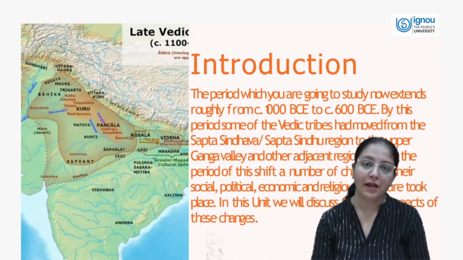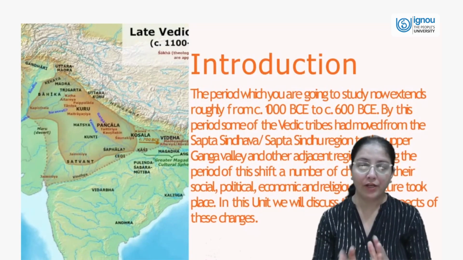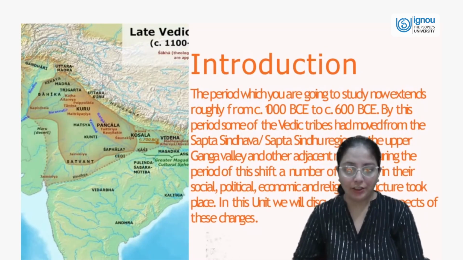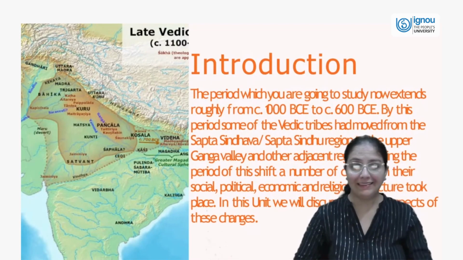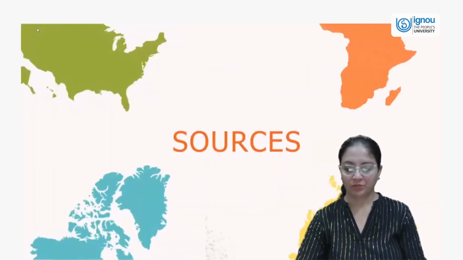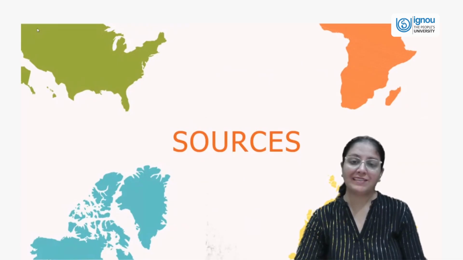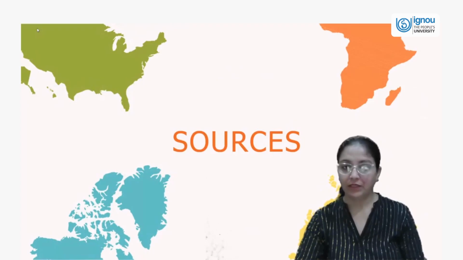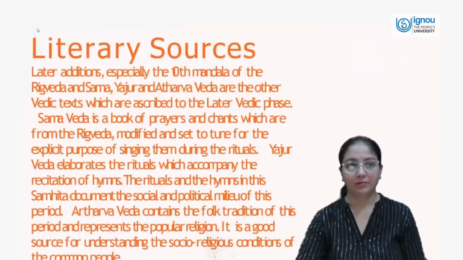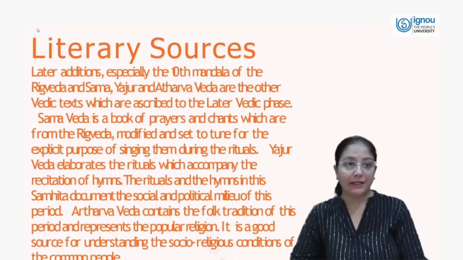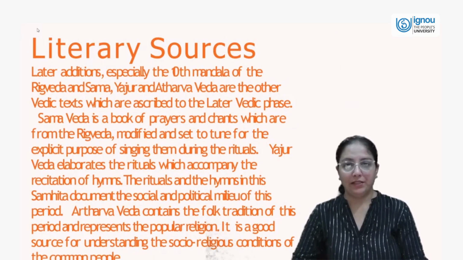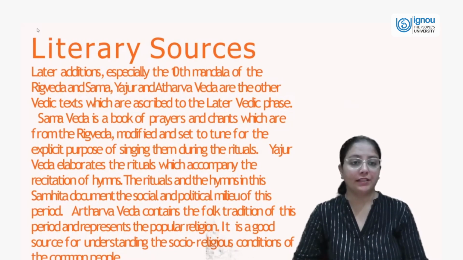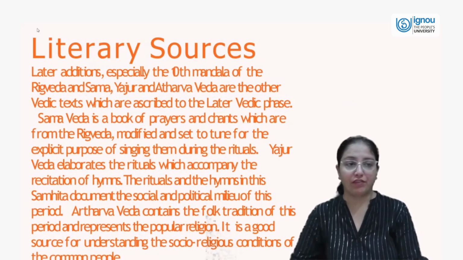We will study all the changes: social, political, economic, and religious. In this unit, we will discuss the major aspects of these changes. First of all, before starting the later Vedic period, we will read about the sources: literary sources and archaeological sources. In literary sources, the later additions, especially the 10 mandalas of the Rig Veda, and the Sama, Yajur, and Atharva Vedas are the other Vedic texts ascribed to the later Vedic phase.